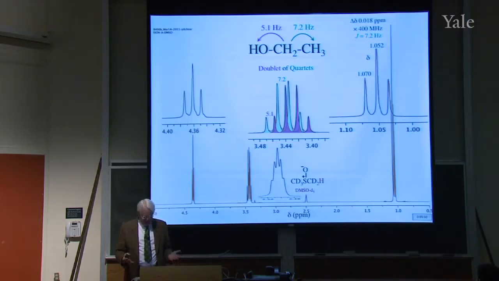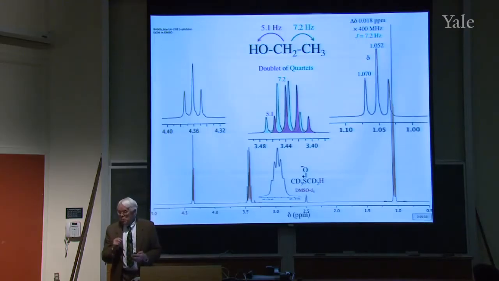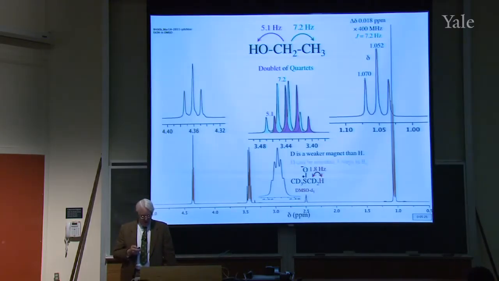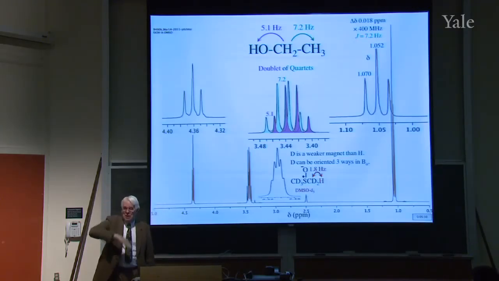Now, there are no other hydrogens in there. What's causing spin-spin splitting? Deuterium is also magnetic. It's not a very strong magnet, so it doesn't have a very big splitting. These splittings are very small, right? And furthermore, not only is it a weaker magnet than a proton, so that it's only 1.8 hertz, but it can be oriented 3 ways in the field. Remember, a proton can be with or against, but a deuterium can be with, against, or across. So now there are 3 ways of putting it.